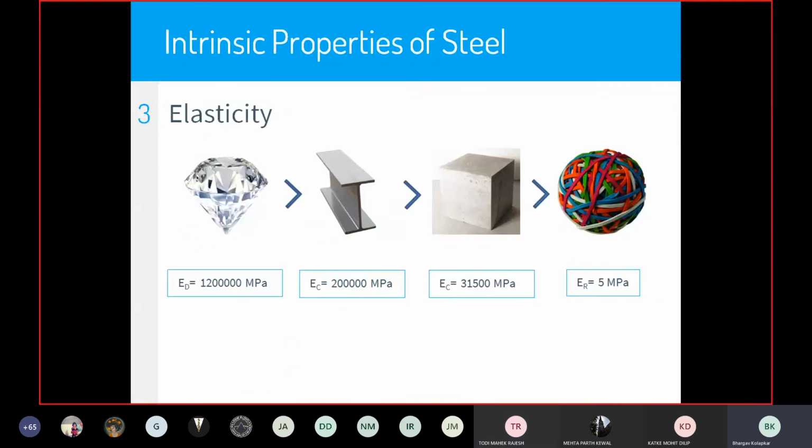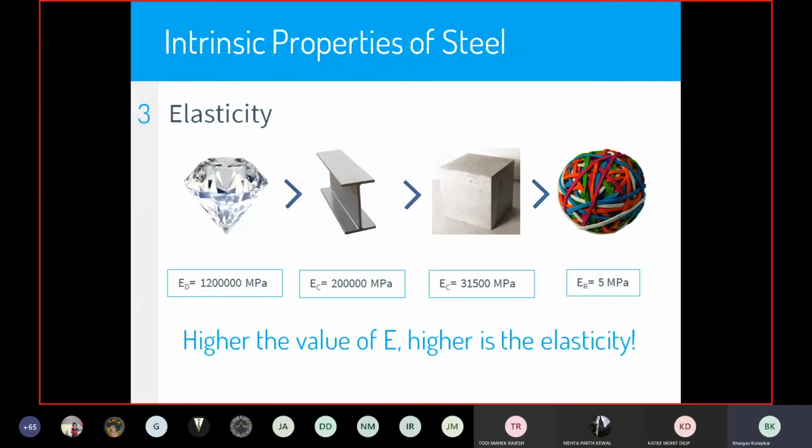Okay, so diamond is the most elastic material and rubber band is the least because it has the highest value of Young's modulus of elasticity. So higher the value of E, higher is the elasticity. Meaning it is more difficult to deform diamond as compared to a rubber band. Higher the value of E, higher is the slope of that curve, higher is the value of elasticity.